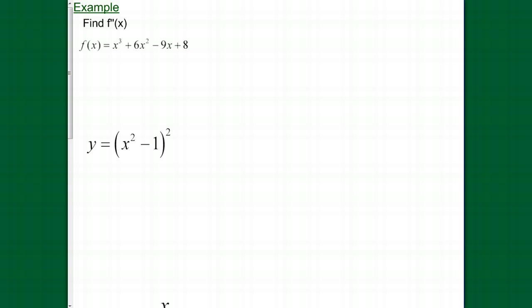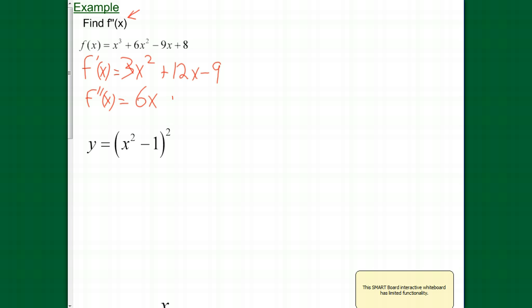To find the second derivative, as this question is asking for here, you first need to find the first derivative. So just normal rules, no rules are changing or anything like that, it's just finding the derivative. So we're going to get 3x squared plus 12x minus 9. And now the second derivative is just the derivative of the first derivative. So 6x plus 12. And that's it.